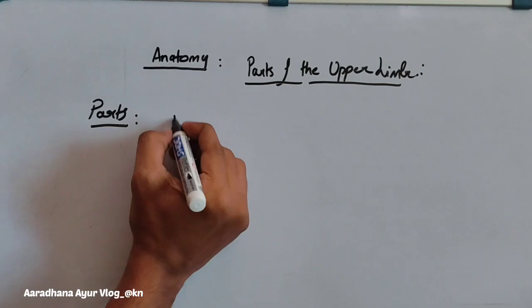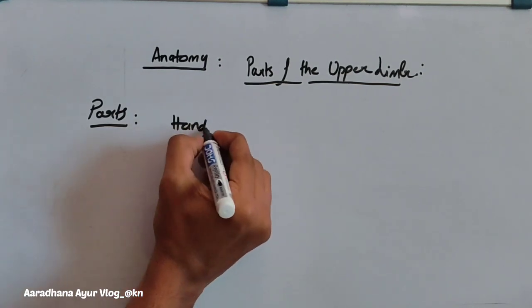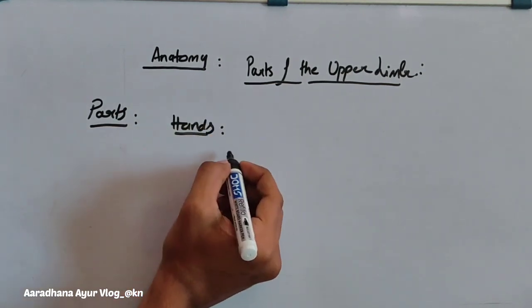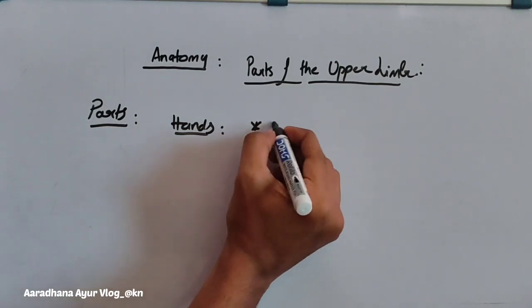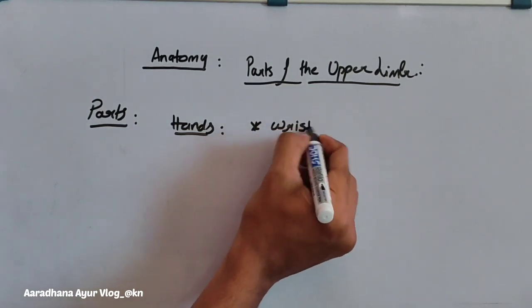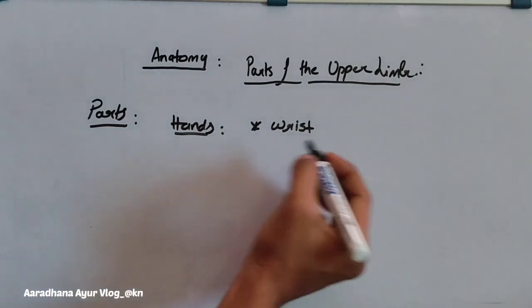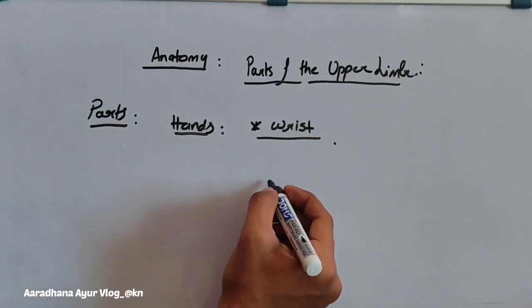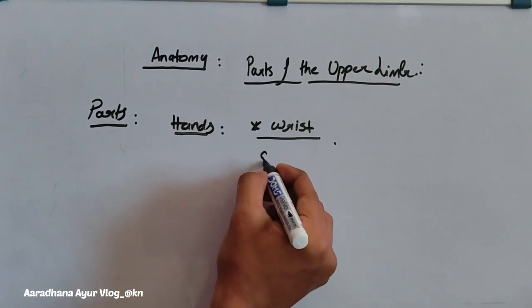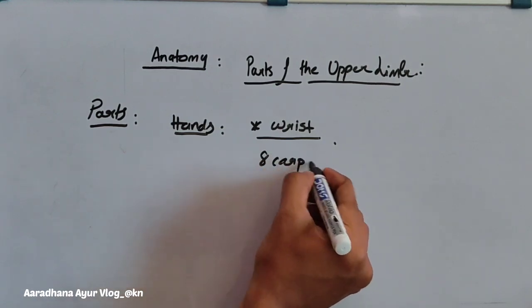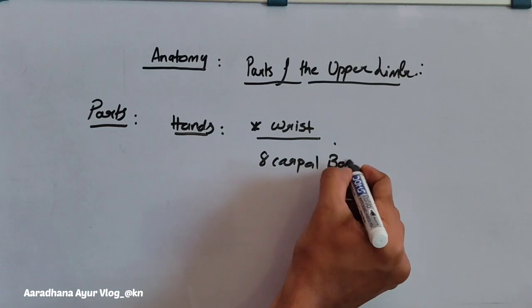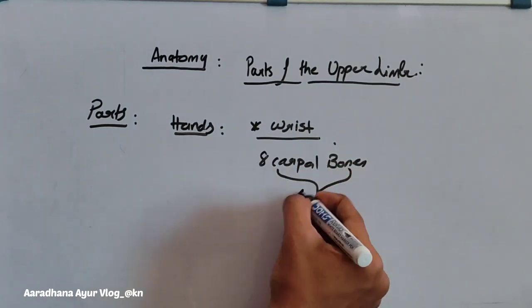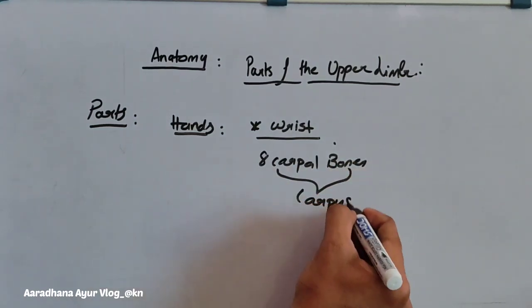Similarly, the next section and the last one in the upper limb is the hands. In the hands also divisions come, that is the wrist region. In the wrist region, there are 8 carpal bones, which together make the carpus.